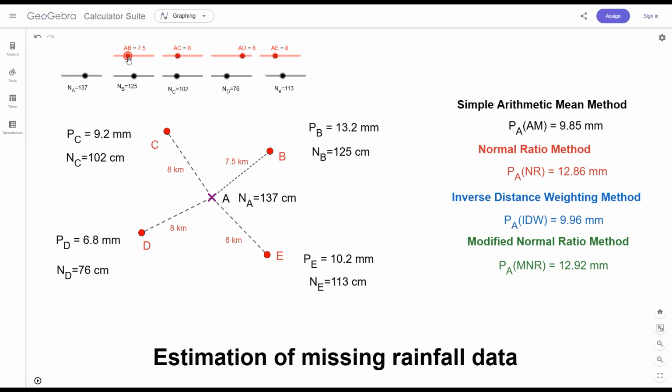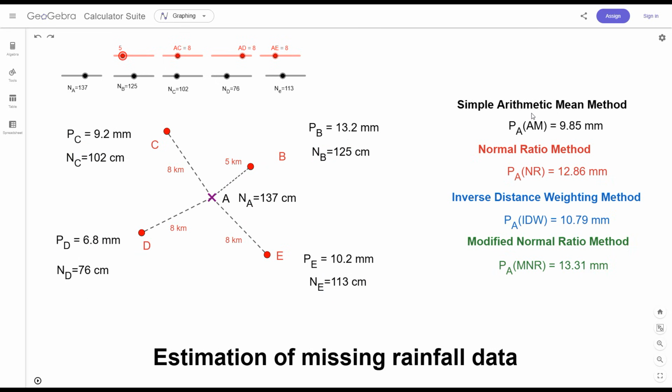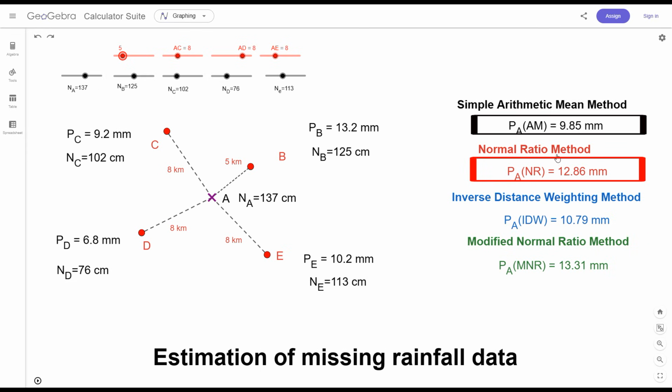Finally, let's change the distance of station B to 5 kilometers using the AB slider while keeping the other stations at 8 kilometers. Now, with both normal annual rainfalls and spatial distances varying, every method responds differently. Simple arithmetic mean stays at 9.85 millimeters. It ignores distance and normal rainfall completely. Normal ratio method stays at 12.86 millimeters. It accounts for normal rainfall but not spatial distance.